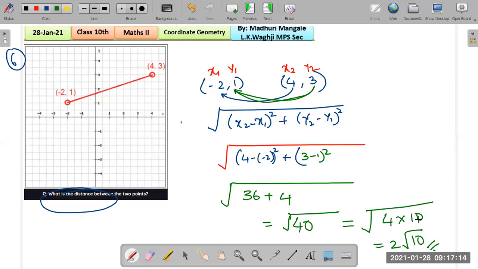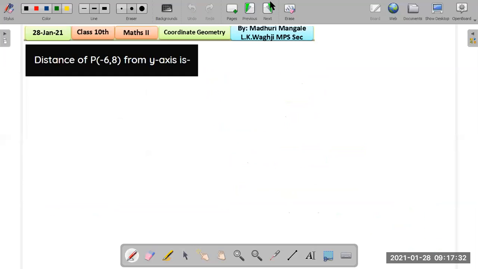But as per the choices there were, you can select root of 40 there, correct? Root of 40 is the answer, or 2 root 10, it is one and the same thing. But always you should simplify it to the lowest form. Try to simplify it to the maximum. Let us move to the next question.